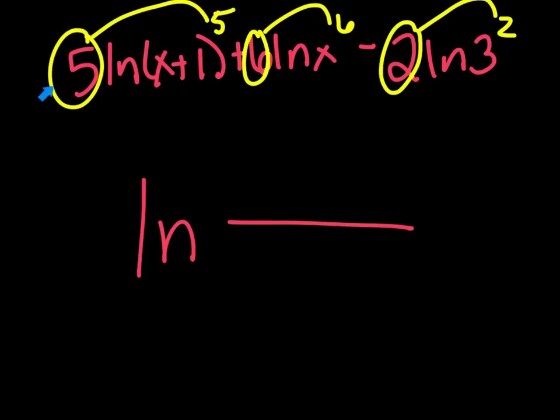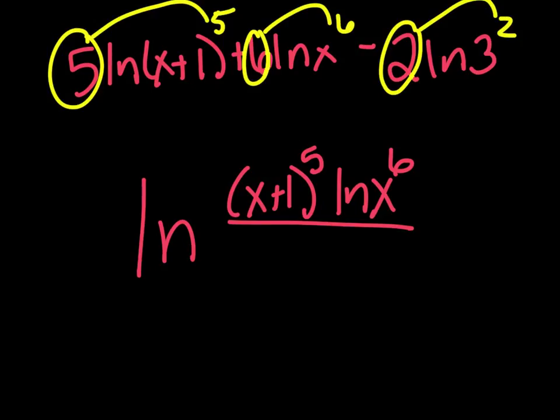Since this has a plus in front of it, it's going to go in the numerator. This has a plus in front of it, it's going to go in the numerator. The minus 2 natural log goes in the denominator. It's going to give me x plus 1 to the 5th, natural log x to the 6th, and then 3 squared goes in the denominator, which is 9.